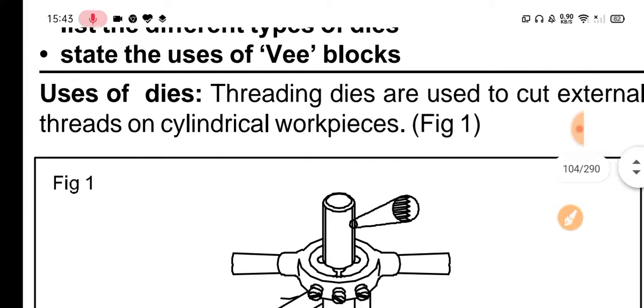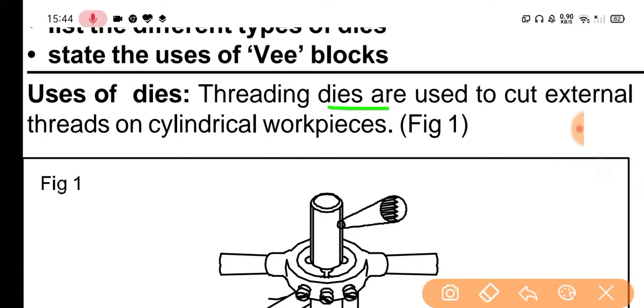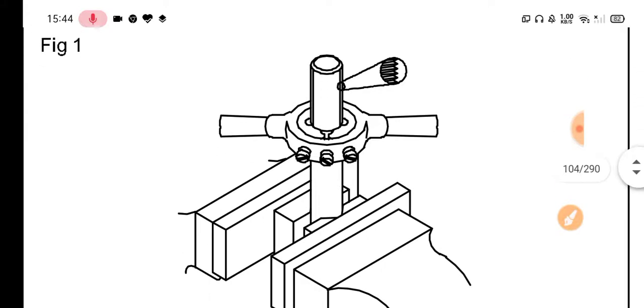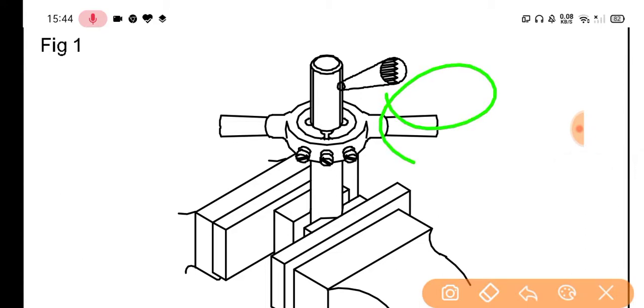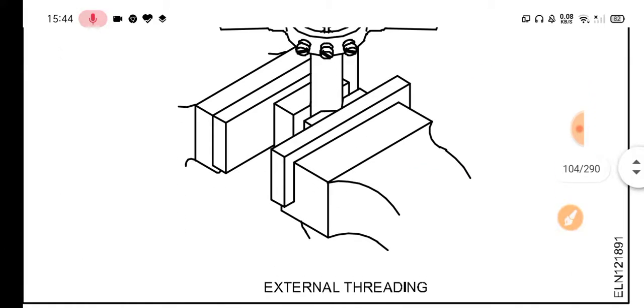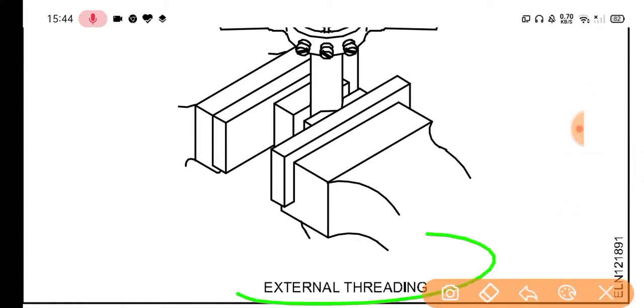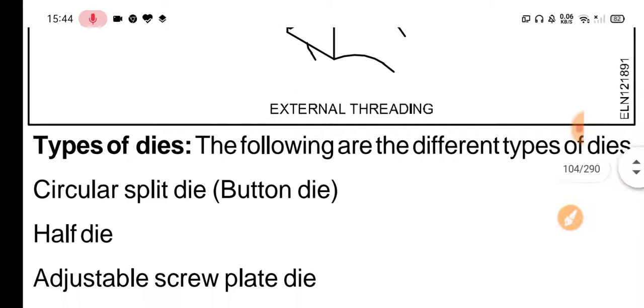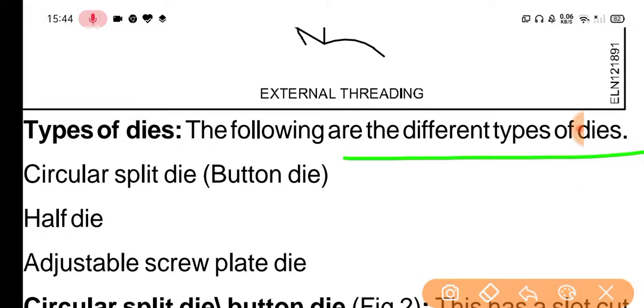The uses of dies. Threading dies are used to cut internal and external threads on cylindrical workpieces. Given in picture 1, this is the cutting of threads with a die, external threading. This is the cutting of external threads. Types of dies: the following are different types of dies.